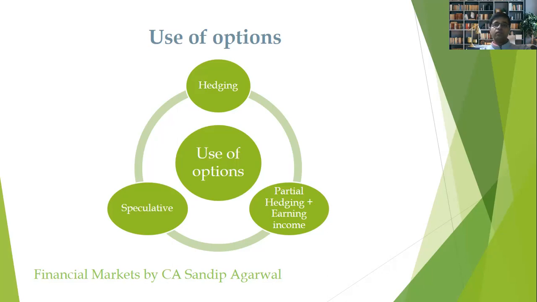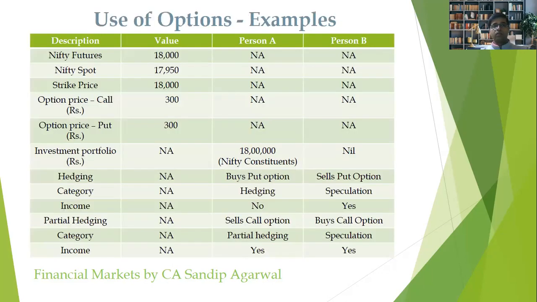And then there is another type of market participant who uses options just as a speculative instrument, just in order to create income. And third, there is also a category where people do partial hedging by way of an option, and they also generate an income by using this structure. We will understand these three uses of options in the next few slides for understanding the practical implications.